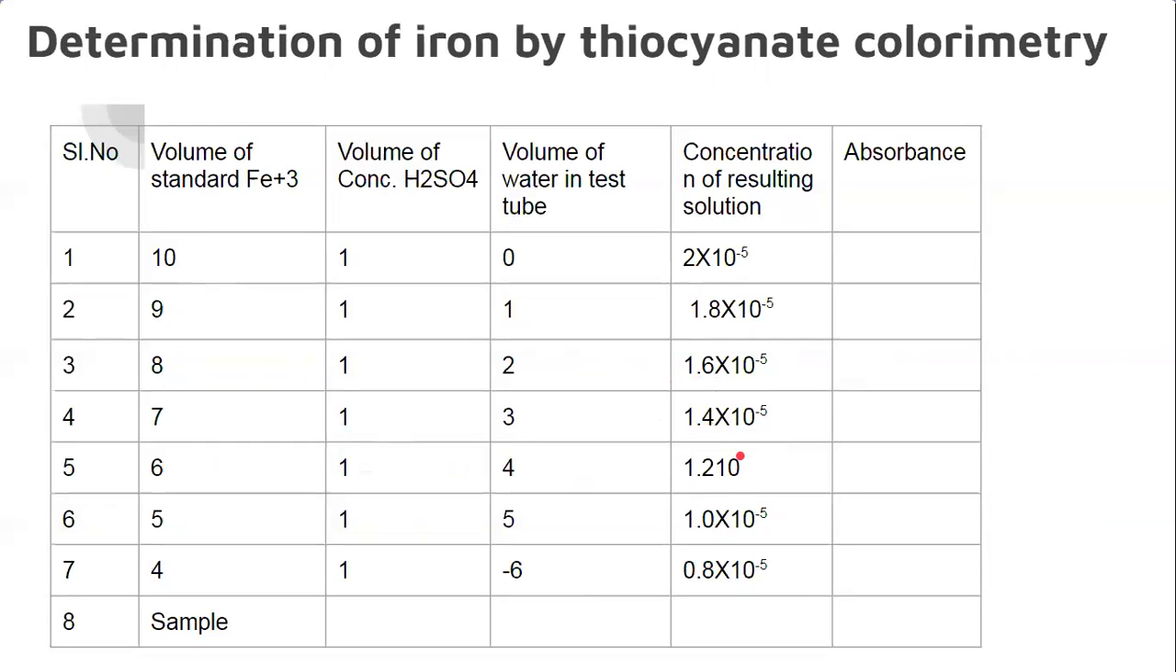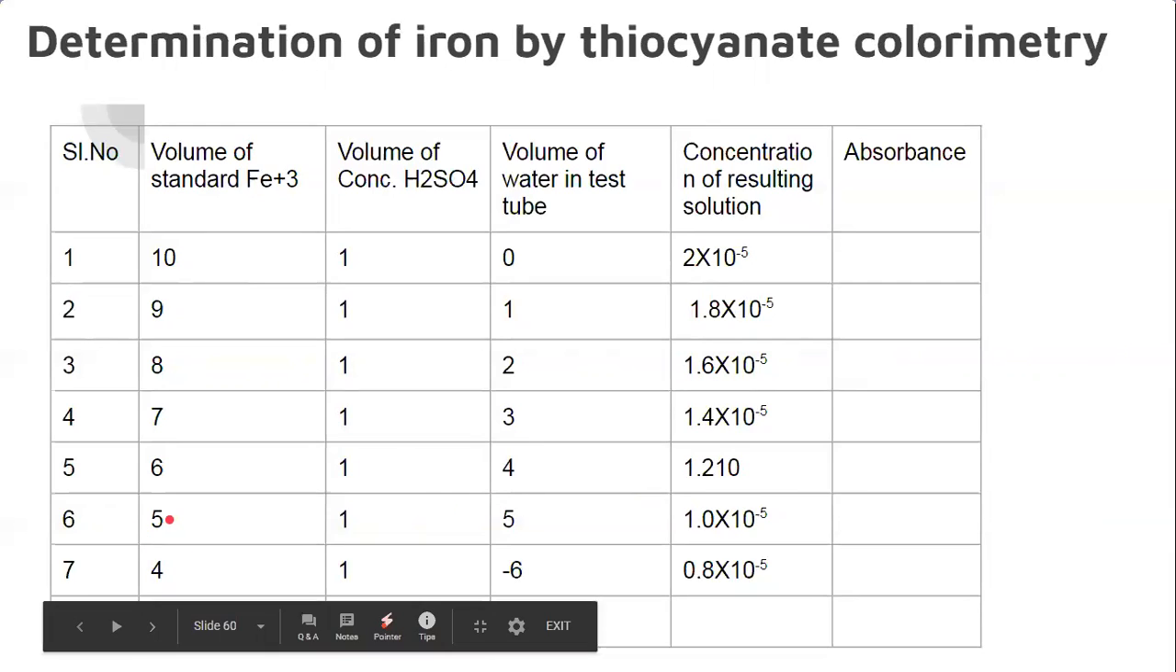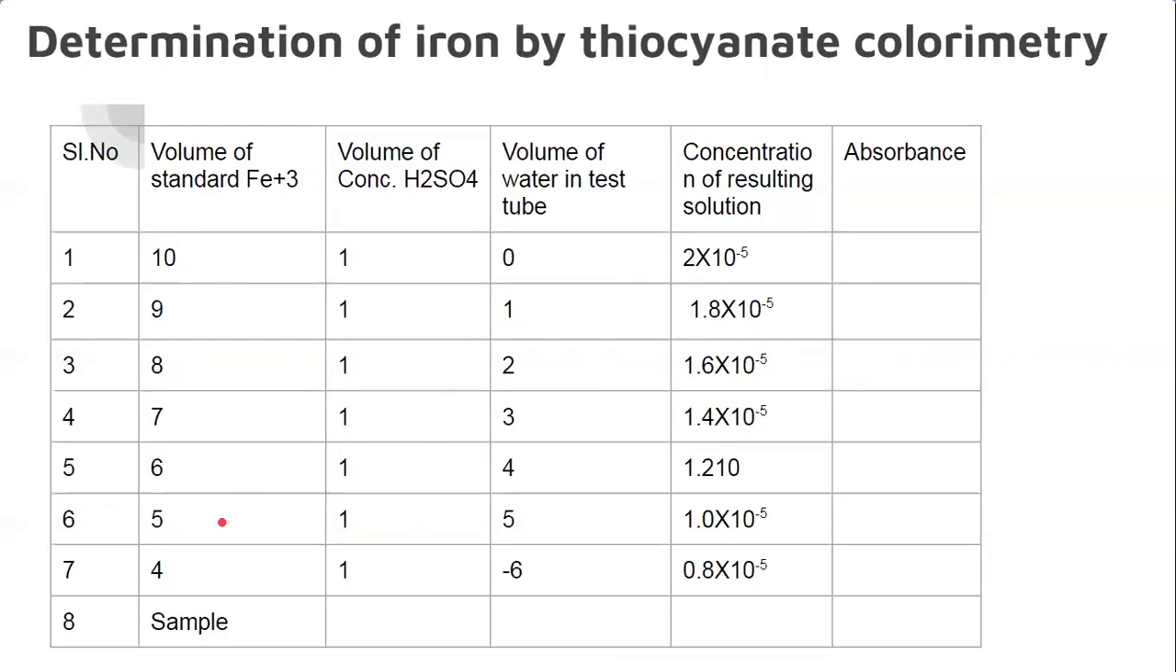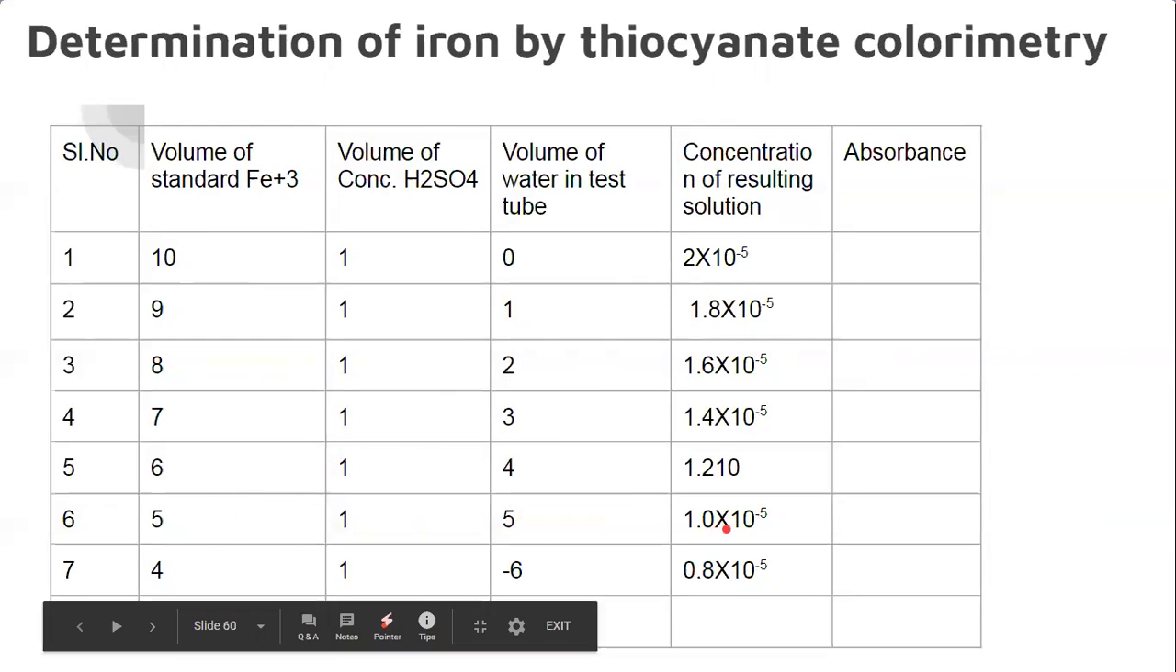Actually, it is 1.2 into 10 to the power of minus 5 for the 6 ml, and 5 ml of standard solution. This 2 into 10 to the power of minus 5, 5 ml of standard solution, to that if we add 5 ml of distilled water, then we get this much concentrated solution. In the last test tube, labeled as 8, what do we take? The sample. What is the sample? The unknown concentrated solution. So we need to prepare various concentrations of solutions like that.